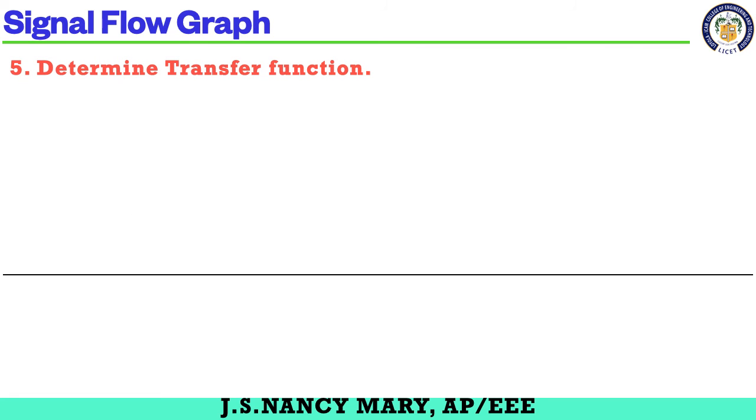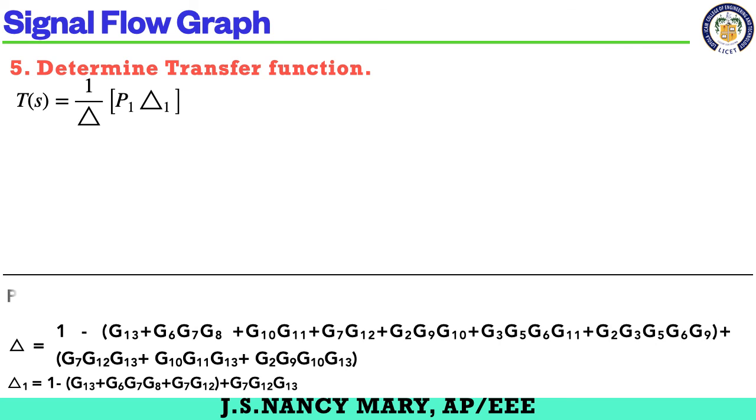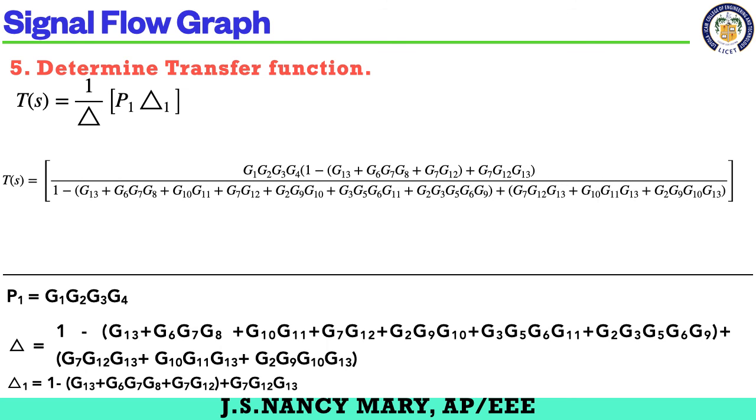Now, this is P1 del 1. We have found all the parameters. Substitute all the things in this equation. So this is my final transfer function.